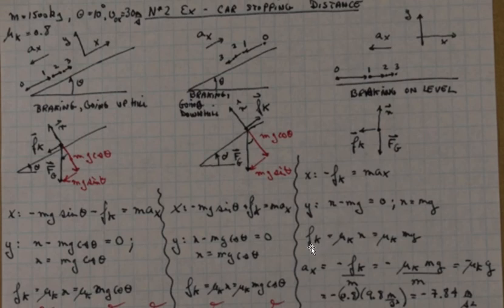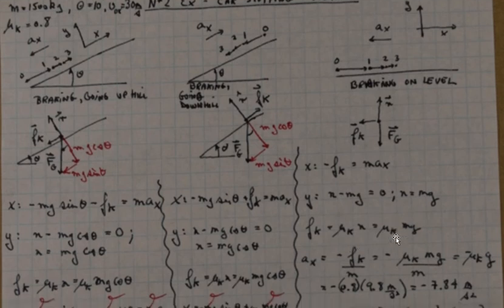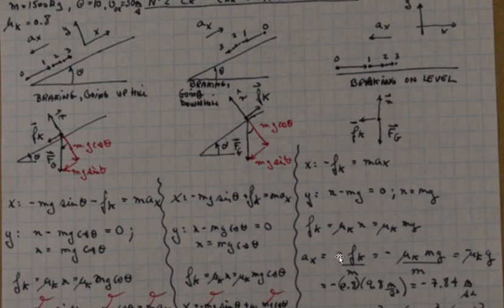and so putting these two things together, I can conclude that F sub k is mu k times n, which is mu k times mg. There should be a minus sign here. So a sub x is, from this equation, minus f sub k over m, which is minus mu sub k mg over m. The m's cancel, it's independent of mass. And so the acceleration in the x direction is minus mu k times g.